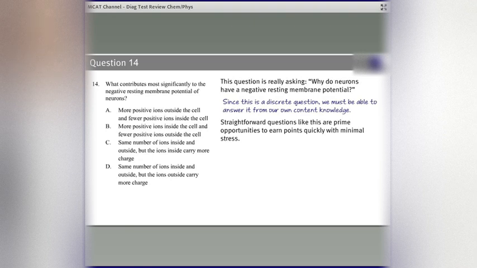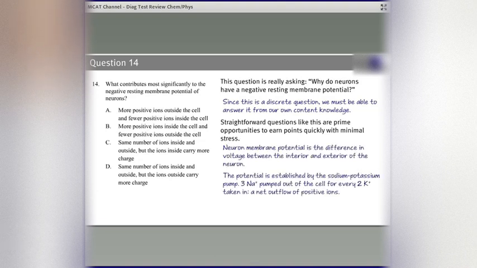So let's make sense out of it. What happens with the sodium potassium pump? Very good, Daniela. You anticipated what I was going to ask. We said 3 sodiums out, but only 2 potassiums come in. And what does that mean happens? Excellent, Olivia. It's more negative on the inside, Ibrahim. That is exactly right. And that brings us to answer choice A.